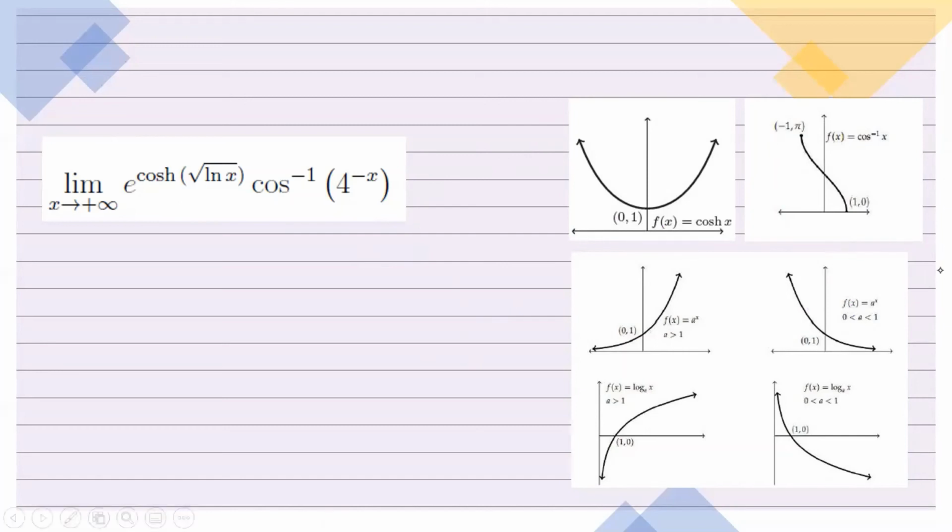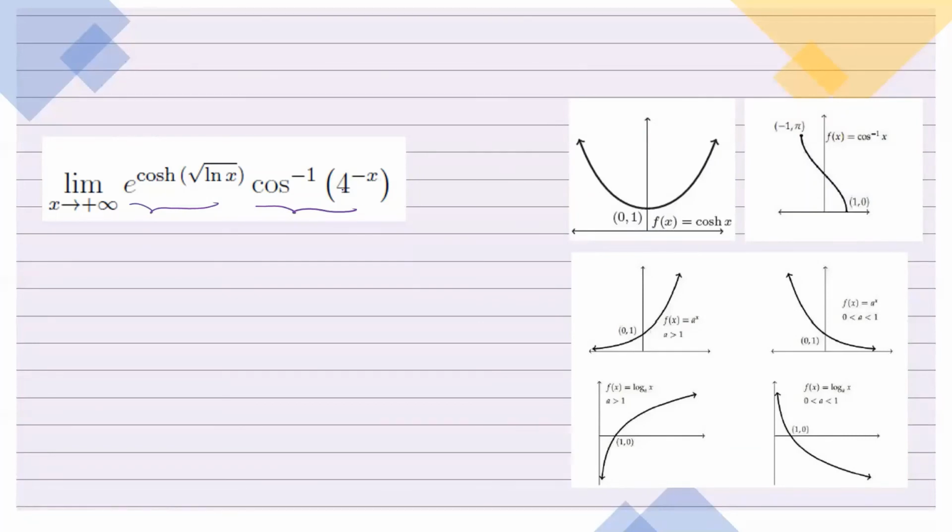Una, pansinin natin na itong limit problem na ito ay merong dalawang factors. So we will multiply e to the hyperbolic cosine of square root of ln x. Ito yung unang term. At yung pangalawang term naman ay cosine inverse of 4 to the negative x. So ito, composition ito ng e to the x, hyperbolic cosine, square root function, at ln function. Ito namang pangalawa, ito ay composition of inverse cosine and an exponential function. Okay? Ito pwede mong isipin as 1 divided by 4 to the x lang din naman.